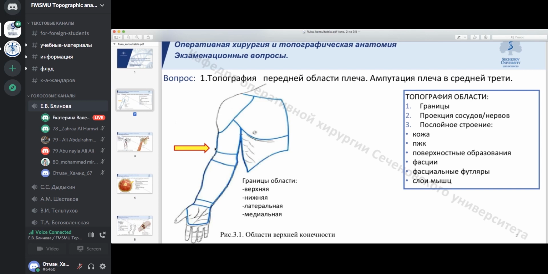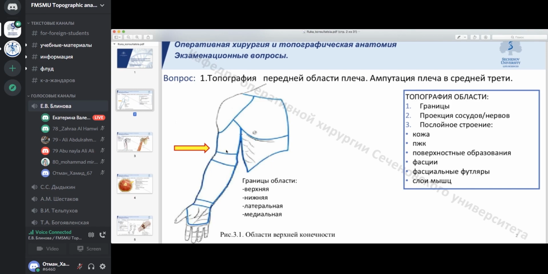The lateral border is a vertical or longitudinal line which is drawn through the lateral epicondyle of the humerus, and the medial through the medial epicondyle of the humerus. This line divides the arm into the anterior region and posterior region. After that, you should name the layers of the anterior region of the arm.